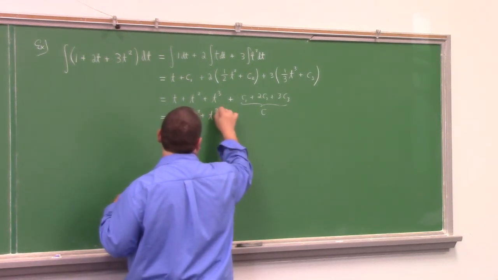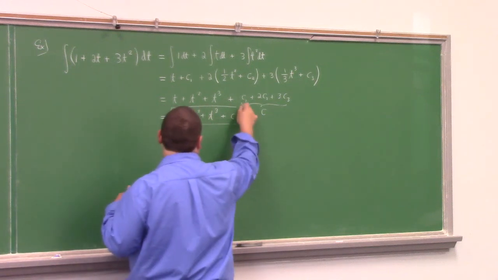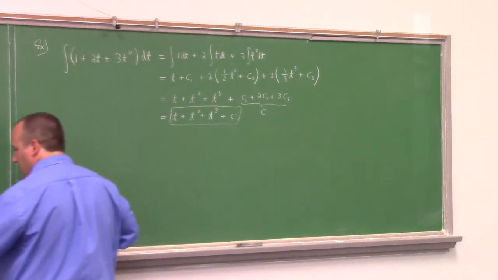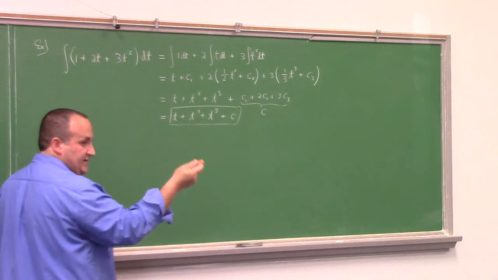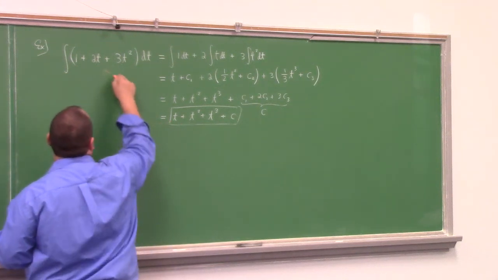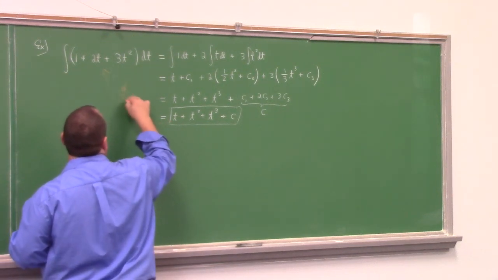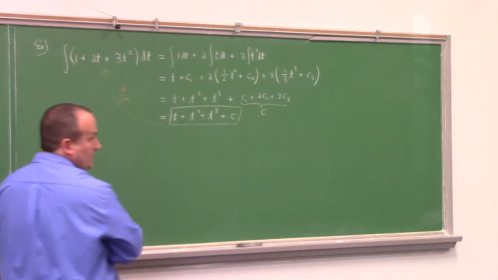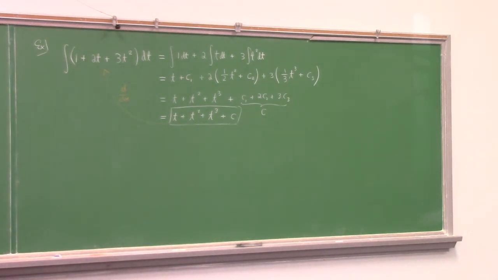Now, the ultimate judge of whether or not we're right is when we differentiate this, do we get back to there? Well, what's the derivative of t? 1. What's the derivative of t squared? 2t. What's the derivative of t cubed? 3t squared. Derivative of a constant? 0. So we did it.